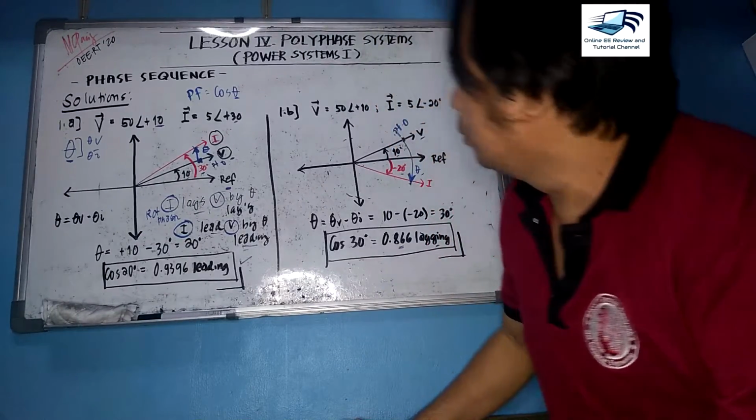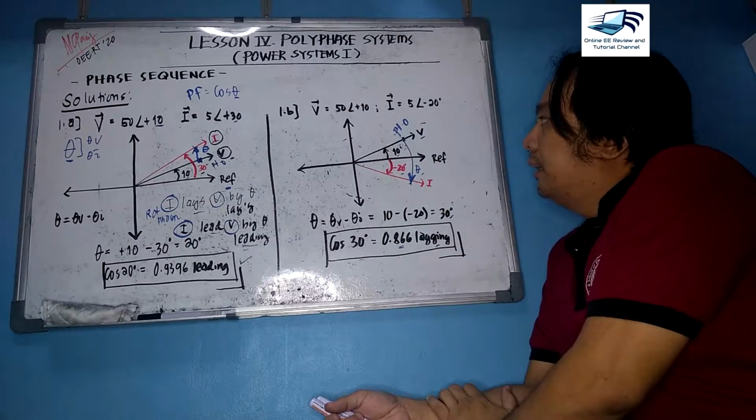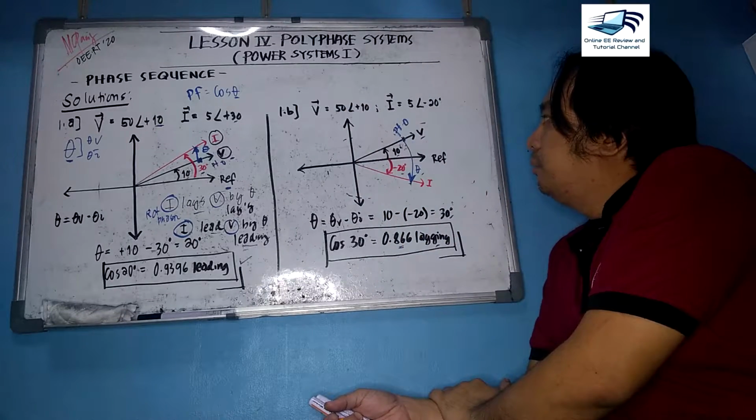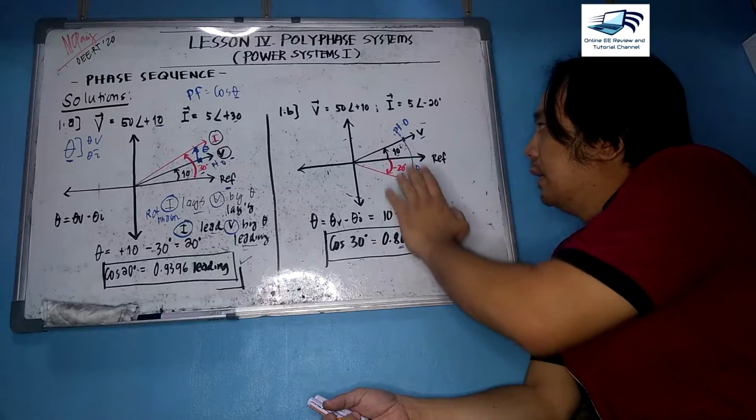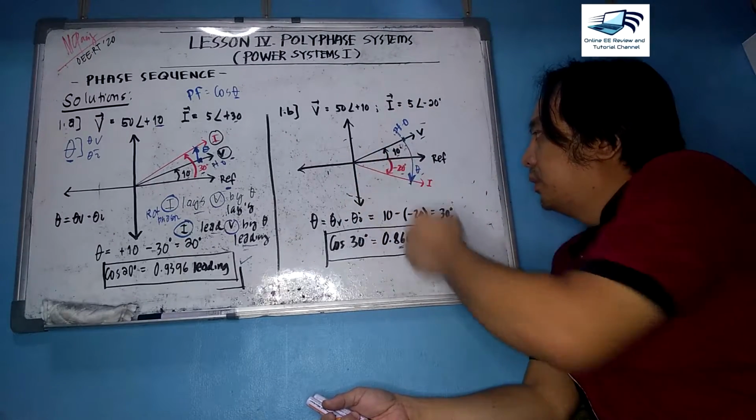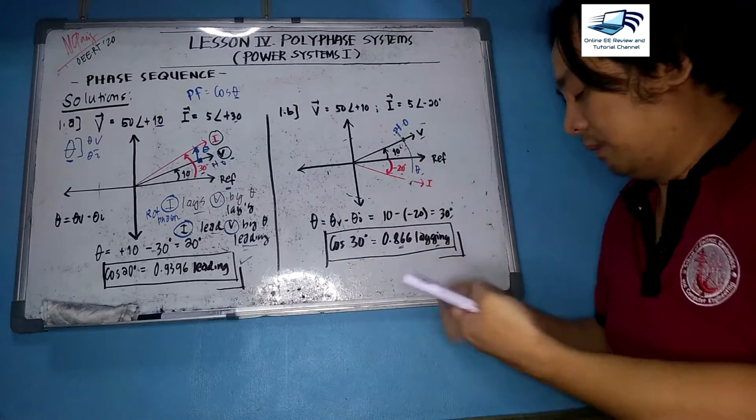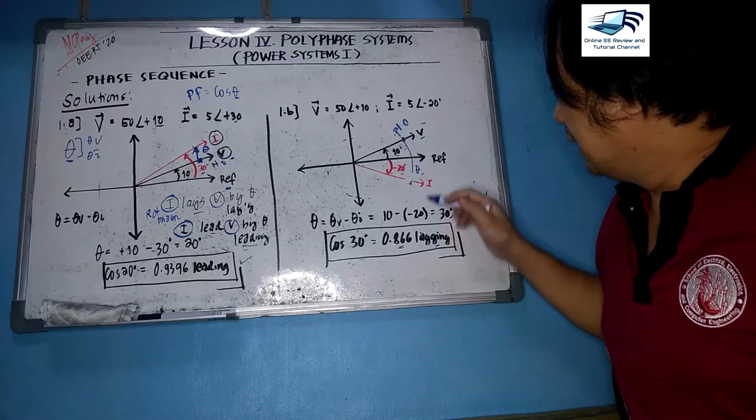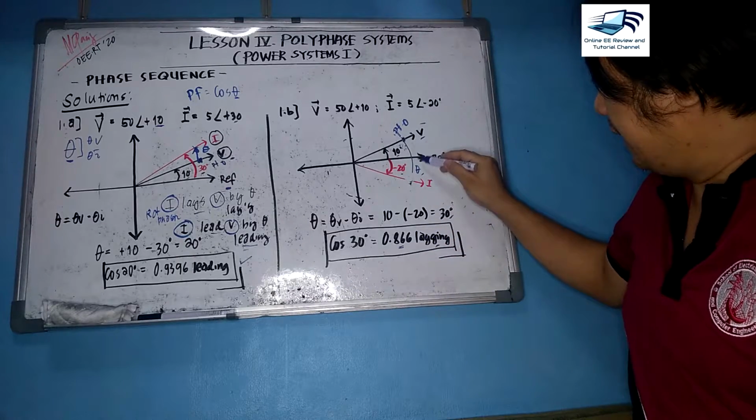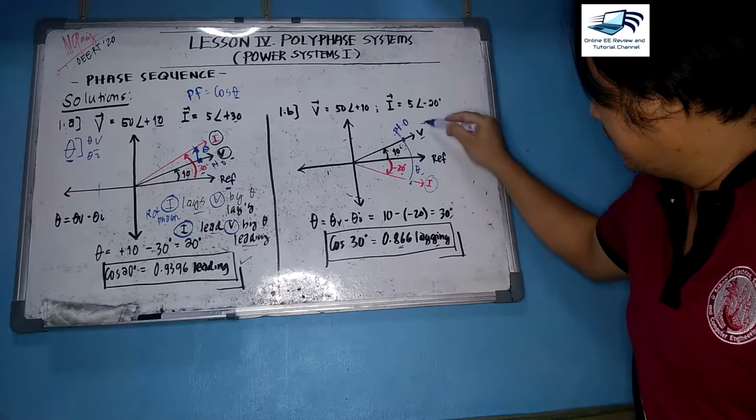Okay, let us go to 1 point B. The voltage is 50 bar 10, the current is 5 bar negative 20. So the only difference is this current angle negative 20, so it will lag in a clockwise direction. And also, okay, I will redraw this one later. The angle theta is this, up to this, to the current.